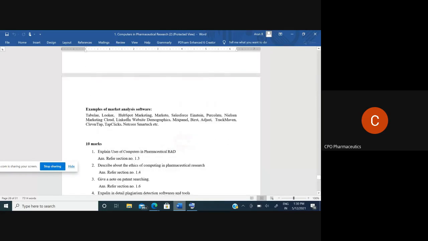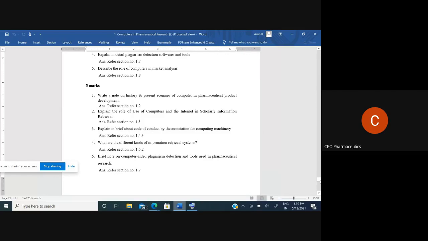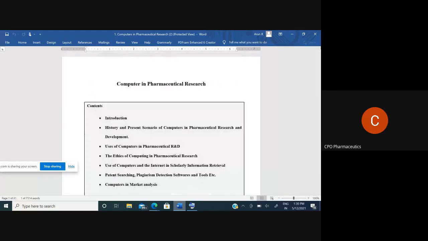I think here I have given certain software which is used for market analysis. Okay, in this, Tableau is very famous software. People who are very strong in Tableau will get salaries in lakhs. Okay, so I think these are the questions. We have covered this subject. Yeah, so any doubts you can ask me.